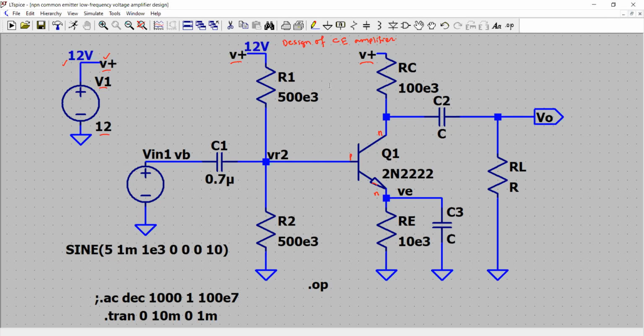Okay, so today we are going to see the DC analysis of this circuit, and then we are going to see the AC analysis of this circuit, and we are also going to see a transient analysis of this circuit. So when I say a DC analysis, we are talking about understanding the bias point, or the Q point of the circuit. It is also called the operating point of the circuit.